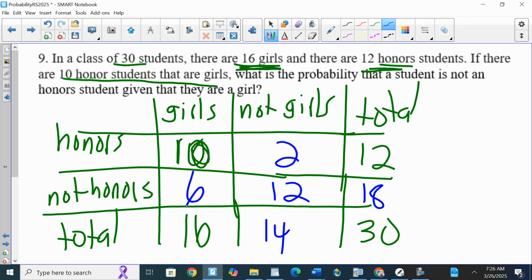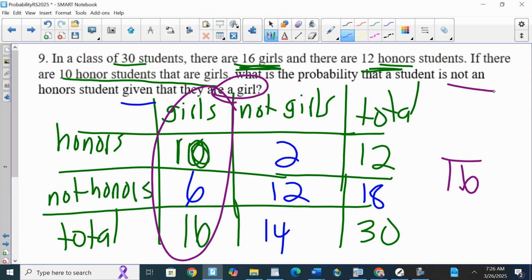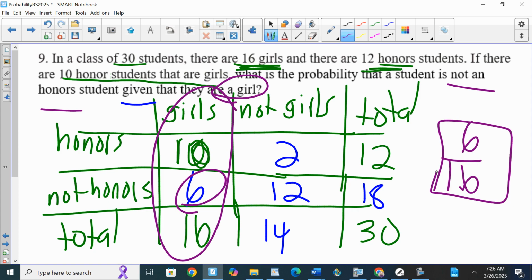Now that I have that, I see given, the condition comes last. So I'm looking at the girls. Out of the 16 girls, how many are not honors? 6. And that's it. To create a two-way table, yes and no on one axis for one thing, yes and no on the other for the other. Put the information in. If there's ever a percent, the total would be 100. If it's a decimal, it would be 1.